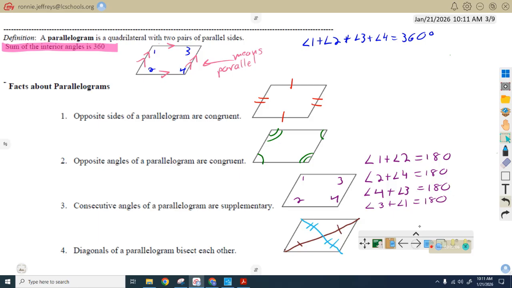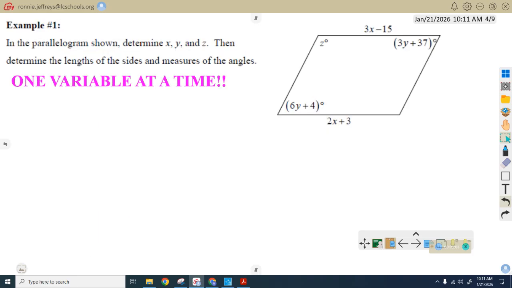All right, so it says in the parallelogram shown, determine x, y, and z, then determine the lengths and the measures of angles. If I took the time to put this bold, capitalized, and in a bright color, it would probably be good to write that down. One variable at a time.